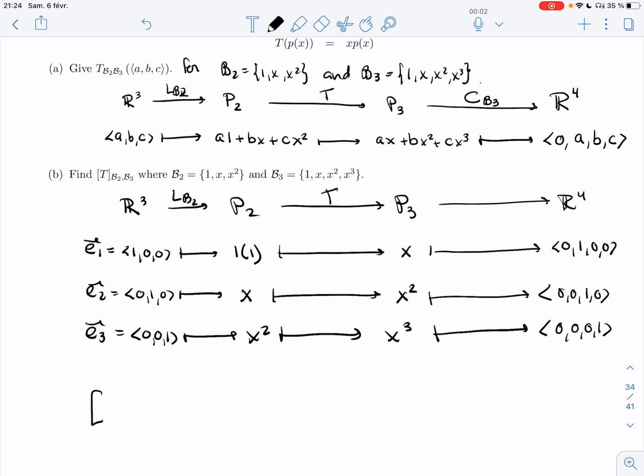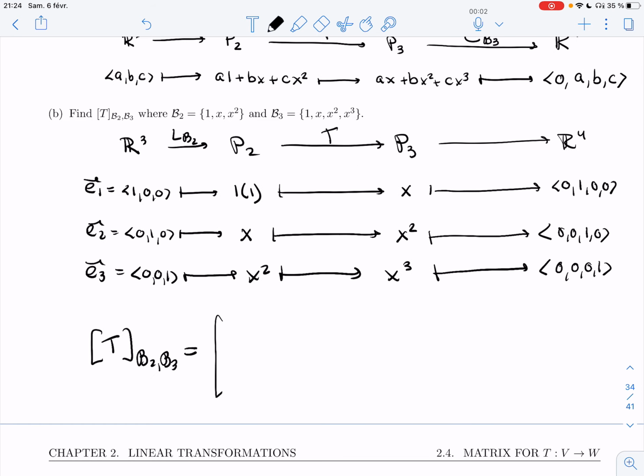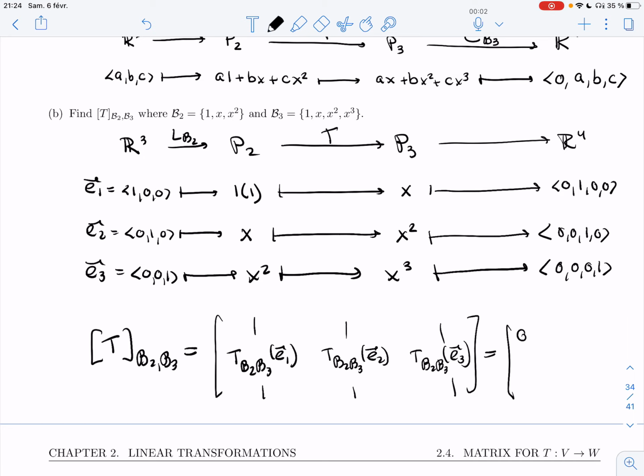All right, so T_B2,B3 would be, all right, so you apply the map to E1. That's going to be the first one. You apply the map to E2. That would be the second. And you apply the map to E3. That would be the third. And so you're getting 0, 1, 0, 0, 0, 0, 1, 0, 0, 0, 0, 1.